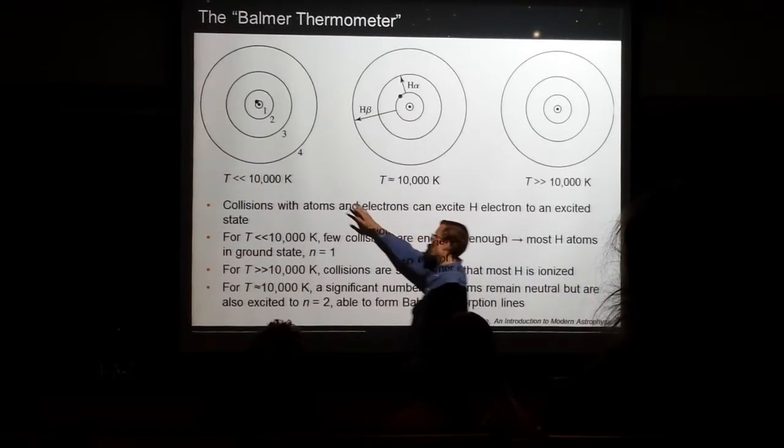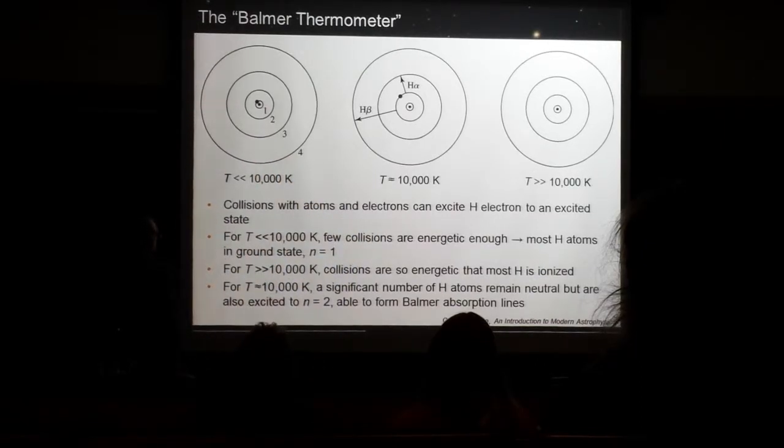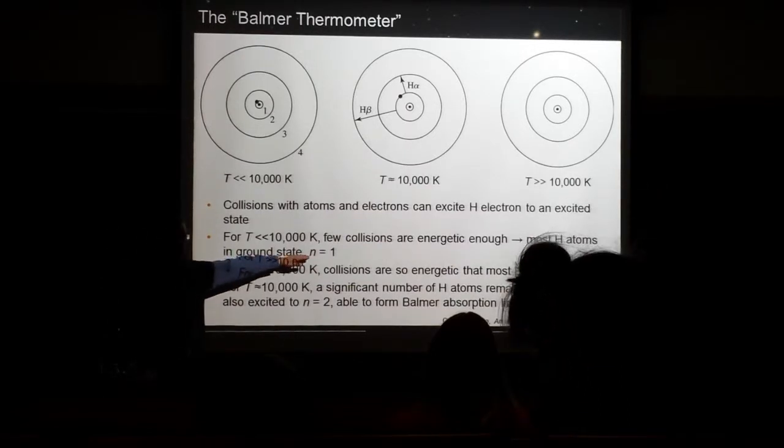And if virtually all of your atoms have their electrons in the ground state, can you produce Balmer series lines, which need electrons in n equals 2? No, you cannot. So in cool stars, we have weak spectral lines because most of the atoms are in the ground state, n equals 1, where you don't make Balmer lines from such atoms.